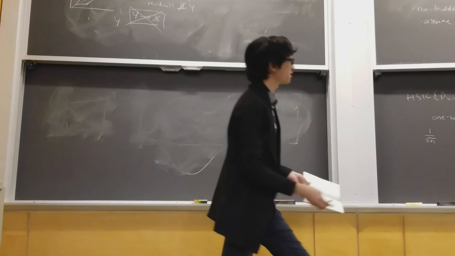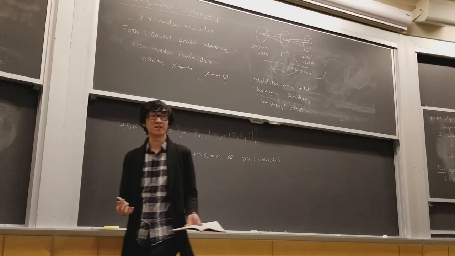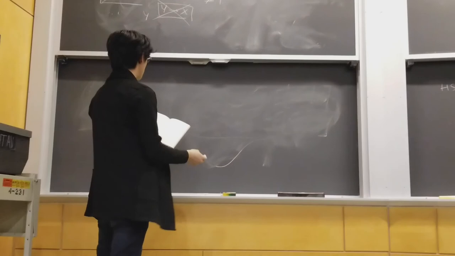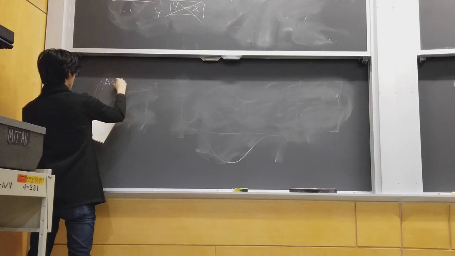Okay. The second idea I want to talk about is Kolmogorov complexity. There's really nothing mathematical to talk about here. It's more philosophical, but I think it's intriguing, so I'm going to talk about it anyway. I'm going to start off again with an assumption, a much looser assumption in this case than additive noise models.